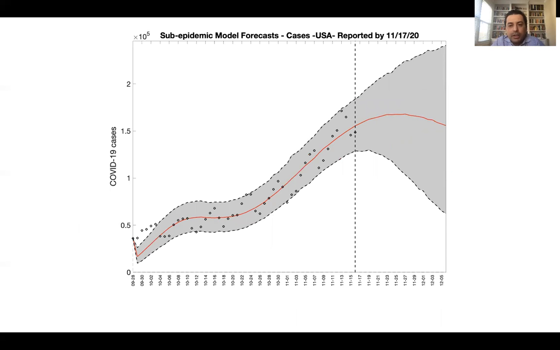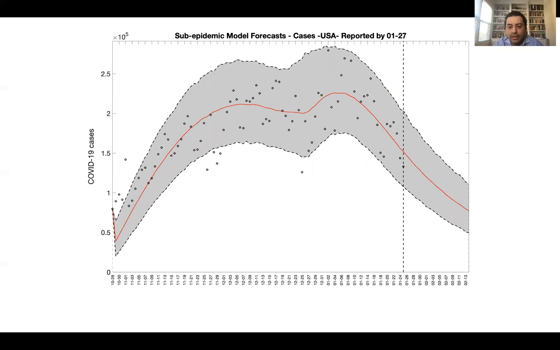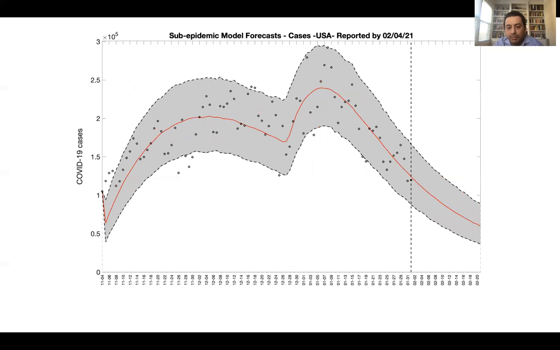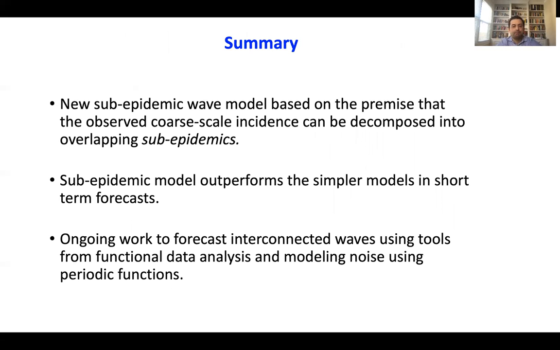Here's one more. This is November 17th. This is one of the most recent ones. This is January 21st, where we started to capture here the declining phase, the most recent declining phase that we have been seeing, and it has been consistent. And we have been capturing that pretty well, as you can see here.